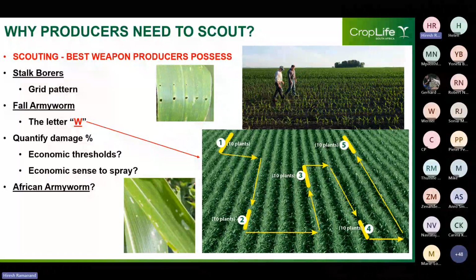Once scouts have finished scouting the field, farmers should try and quantify the damage into a percentage, which will help them determine if it would make economic sense to spray an insecticide. How do you look for stalk borer infestations?